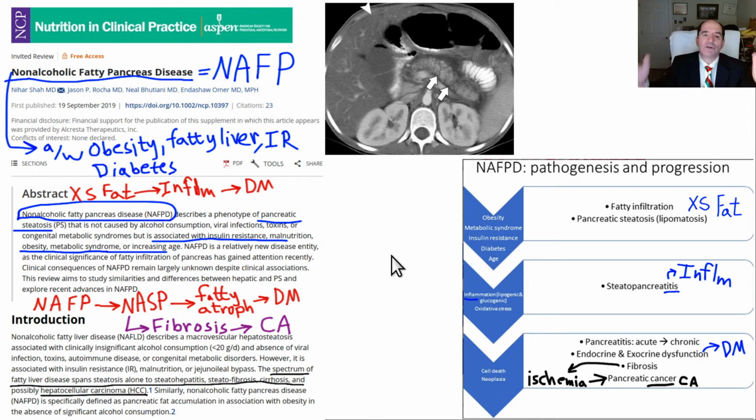But the reason I showed it here was that the accumulation of fat in the pancreas goes from just being a fatty pancreas to becoming inflamed, non-alcoholic steatopancreatitis. That leads to scarring, fibrosis, and then increased risk of pancreatic carcinoma. So I'm giving you a standard mechanism to understand cancer causation.